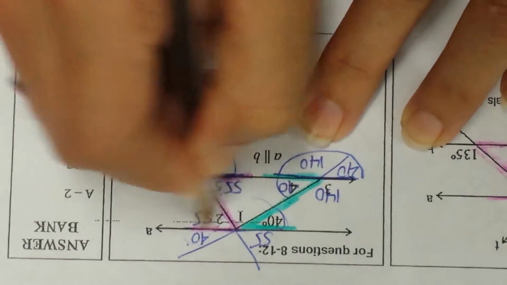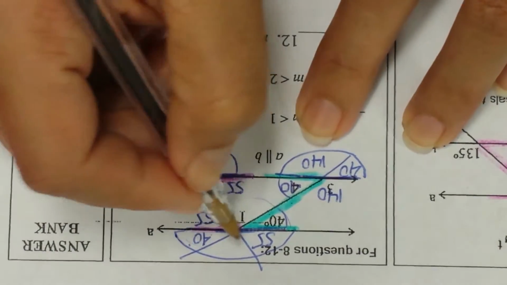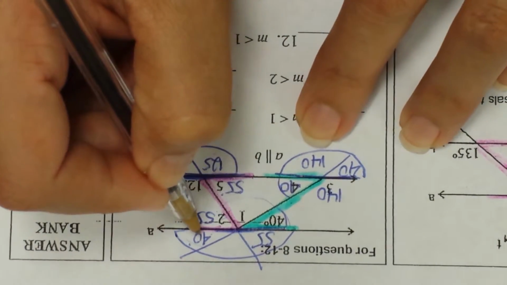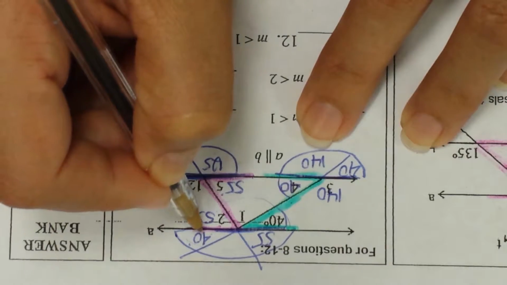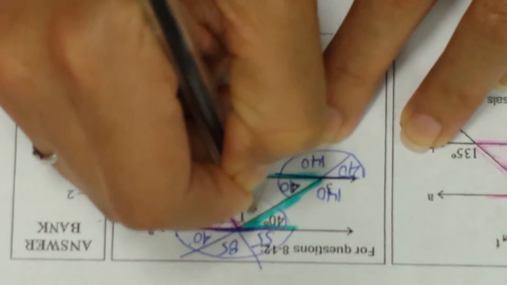Linear pair. Can I do a linear pair here? Yeah, I sure can, because I have two of them. I'm only missing one. So 180 minus 40 is 140. Minus 55 is 85. All right, 85 vertical. All right, perfect. Filled out.